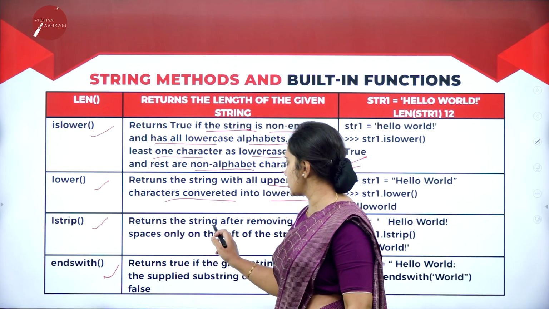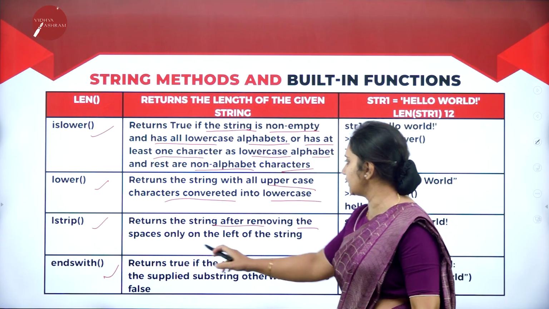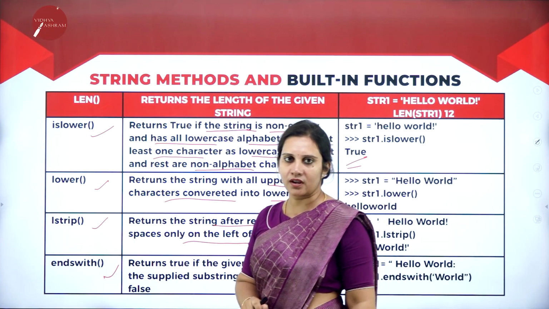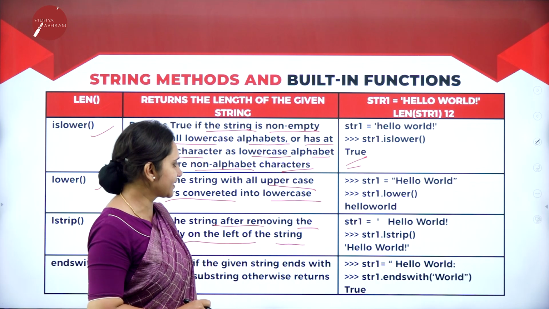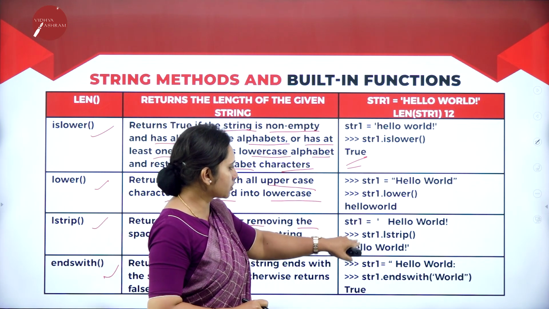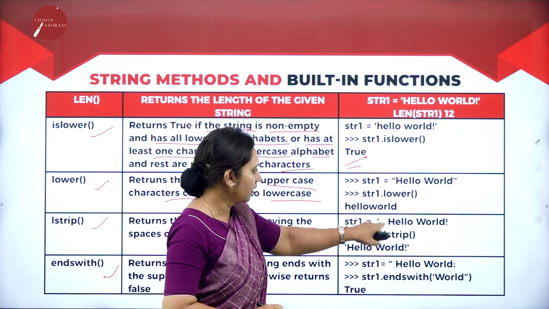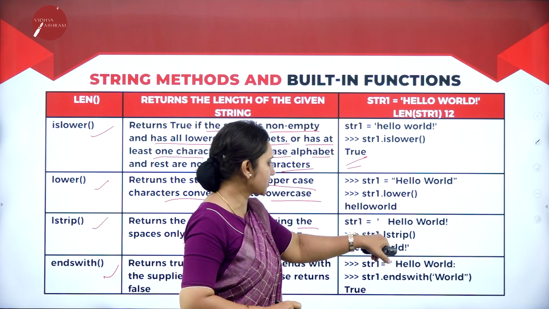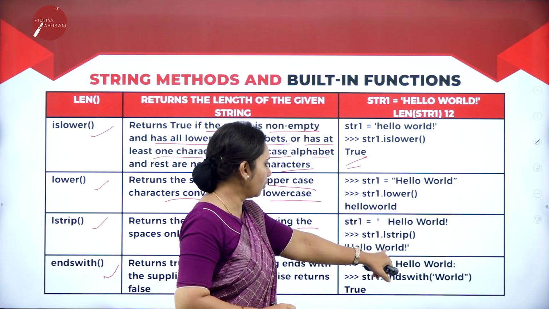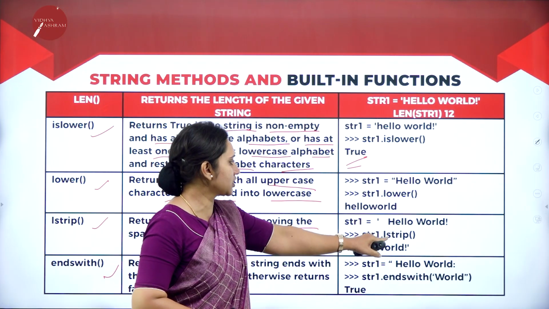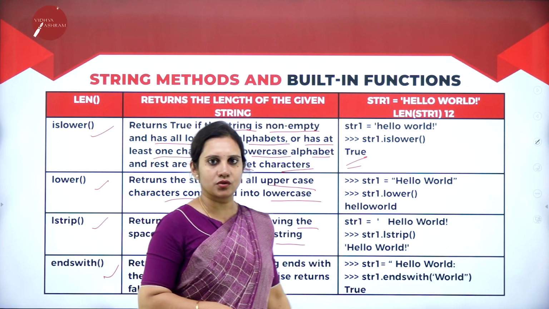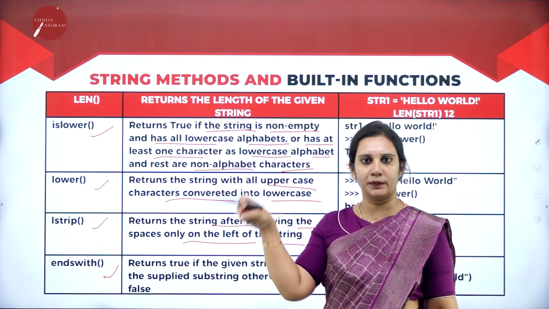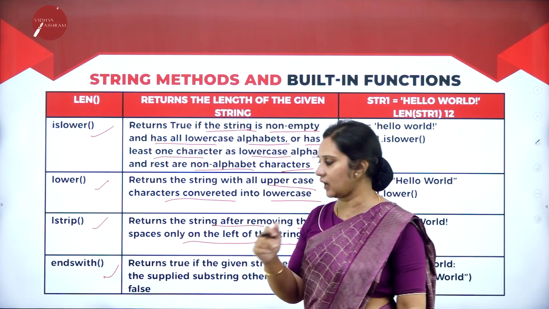lstrip returns the string after removing the spaces on the left of the string. What the lstrip will do, we will see here. That is, it removes all the spaces. Here you can see the quotes we have given, hello world, str1.lstrip, hello world. It removes the spaces from the left and it gives you the output. Exactly, when you use these built-in functions in a program, you will understand.